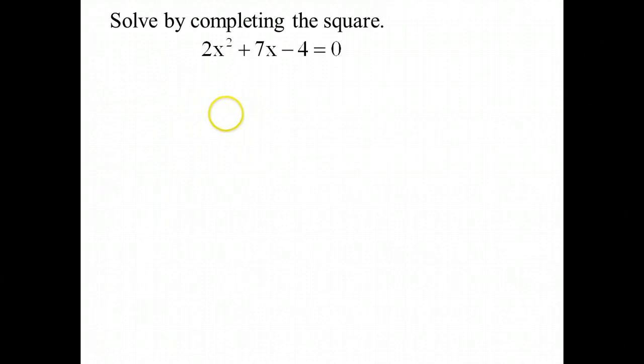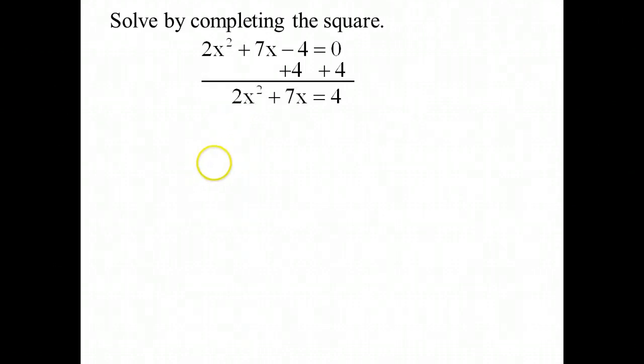Let's see. So here's what we're going to do. We're going to start the same way. Half of 7 is 7 over 2. 7 over 2 squared. That doesn't equal 4. It's a minus 4 anyway, so we know that can't be the right c value because it's negative. So just like before, move it on over. Get it out of the way.